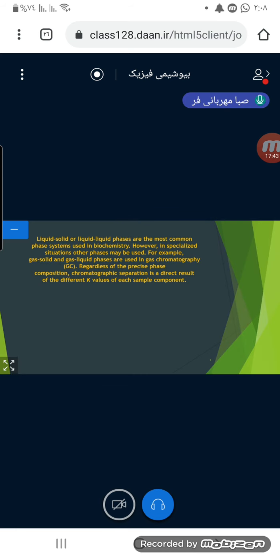In chromatography, we have different kinds of chromatography. Sometimes chromatography has two parts. It's liquid-solid chromatography. Sometimes both phases are liquid, so this is liquid-liquid chromatography. This is the first type, and the other is the second type. Liquid-solid or liquid-liquid phases are the most common phase systems used in biochemistry.